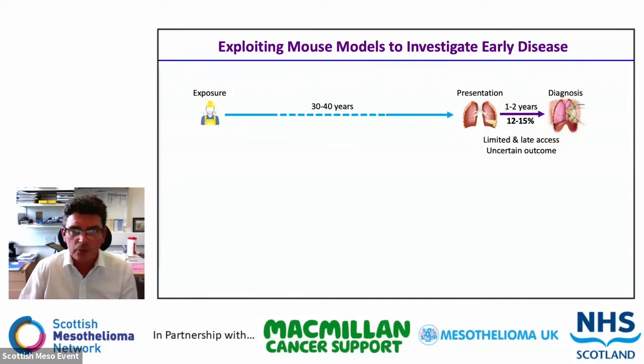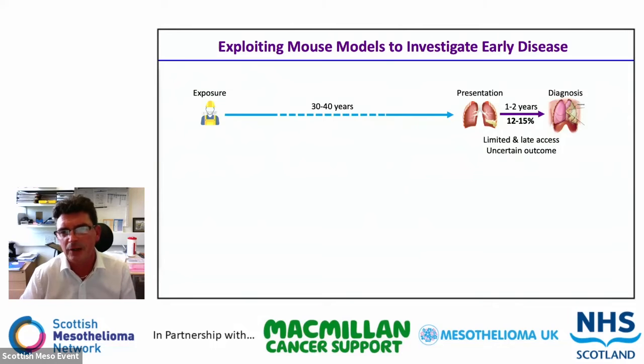Turning our attention now to what are some of the additional benefits of using genetically engineered mouse models. I think we've briefly touched upon the latency period between exposure of humans and the initial presentation with symptomatic disease. And it's not uncommon for patients to have been exposed to asbestos 30 or 40 years before they develop symptoms that cause them to present to the clinic.